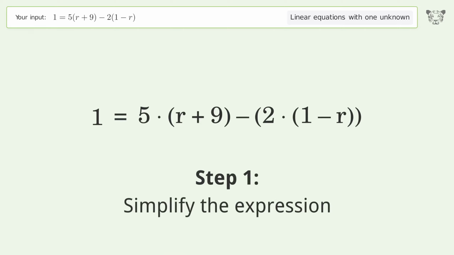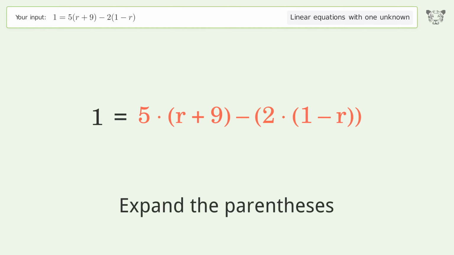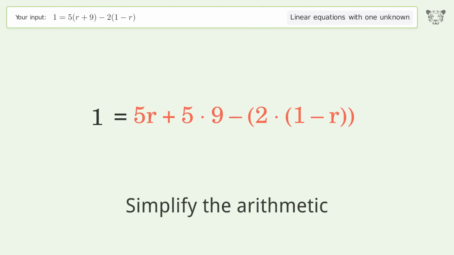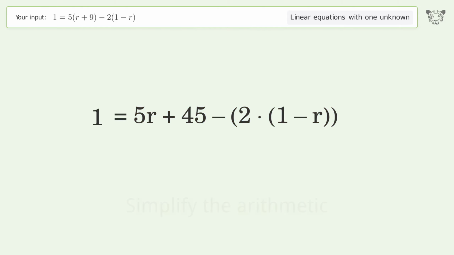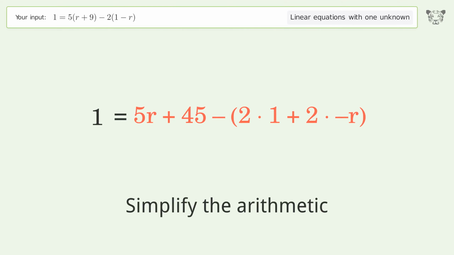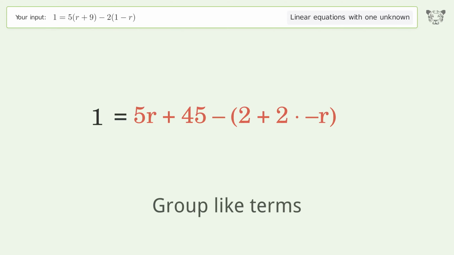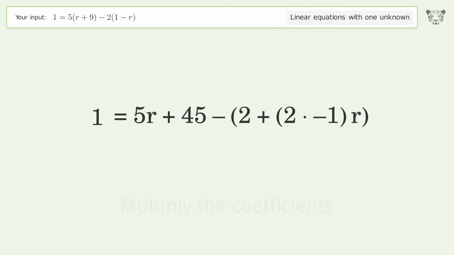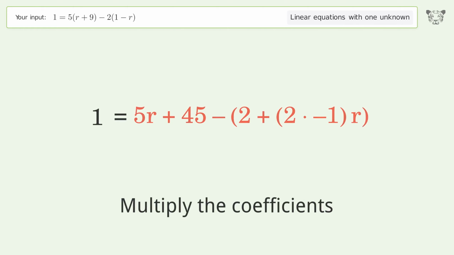Simplify the expression. Expand the parentheses. Simplify the arithmetic. Expand the parentheses. Simplify the arithmetic. Group like terms. Multiply the coefficients.